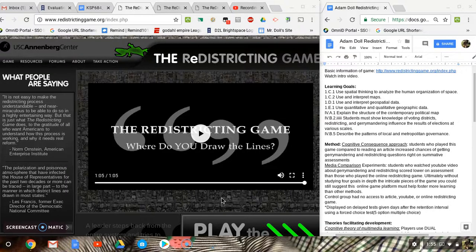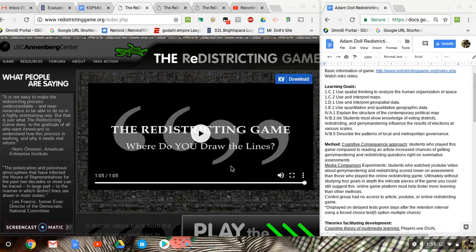I'm a social studies teacher, and I have to prepare a presentation here to fulfill a project for KSP 684, Gaming and Simulation. The game I've chosen is what's known as ReDistrictingGame.org. As a social studies teacher, one of our units we cover is about gerrymandering, redistricting, political boundaries and borders.